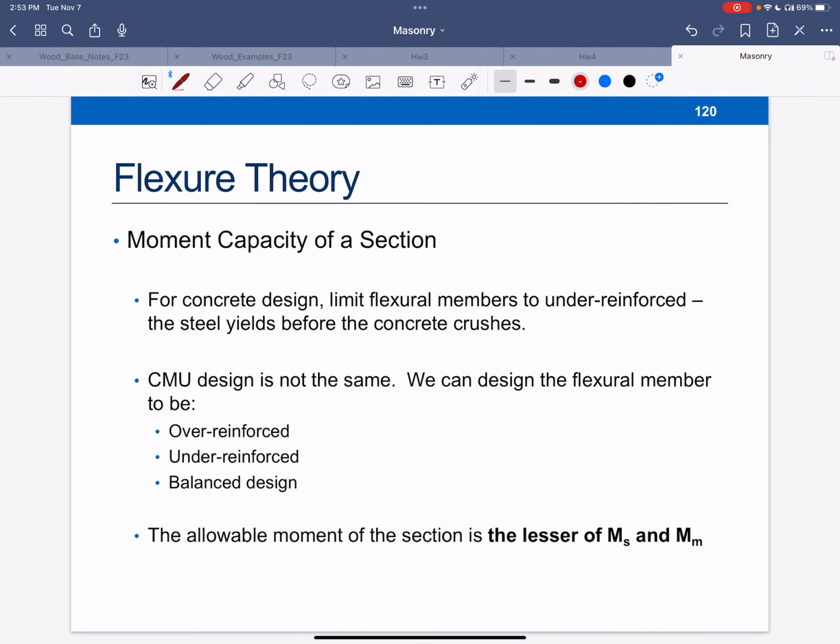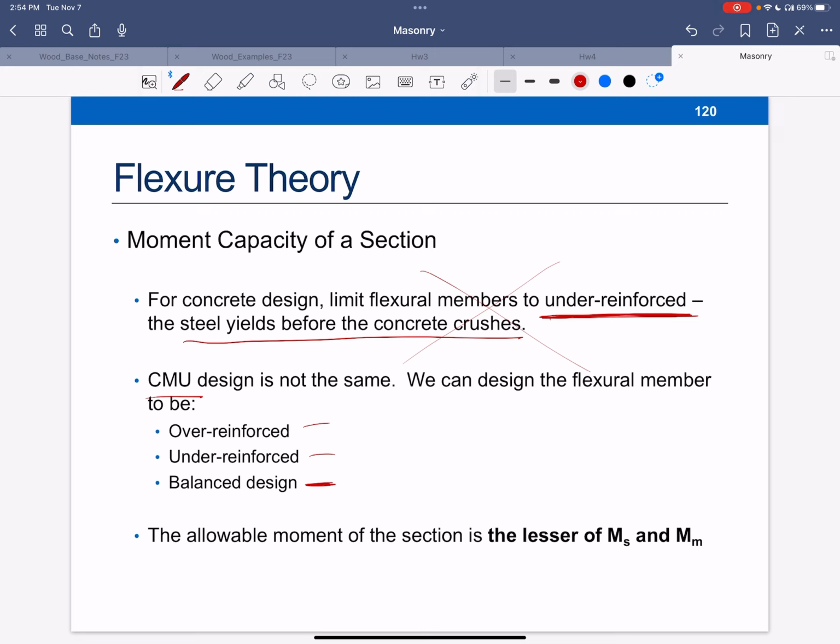All right, so moment capacity. Now I'm looking at the actual capacity of the section. For concrete, we always say it has to be under reinforced. If you took concrete with me, that's the first thing I quiz you on. We want it under reinforced because we want ductility. If it's over reinforced or not reinforced, then I get brittle failures. So I want the steel to yield before concrete crushes. Masonry is not the same, so we don't worry about this. We can design it as over, under, or balanced, which is kind of fairy tale land, but it can be around the balanced area. It's typically one or the other.